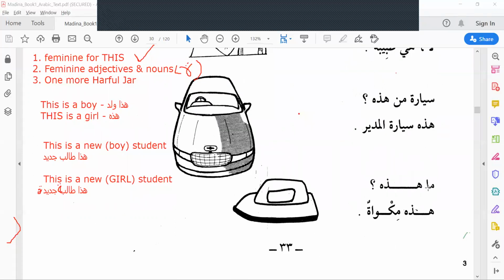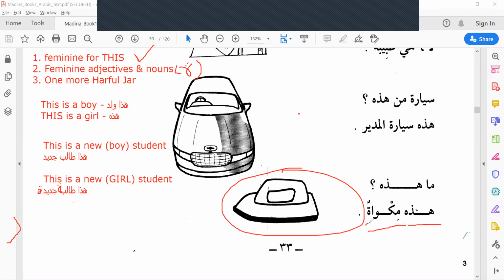Ma hadihi, what is this? Ma hada, also what is this? Ma hadihi means we are going to ask something that belongs to the feminine gender. Ma hadihi, what is this? Then, hadihi mikwatun. Mikwatun, iron box. This is an iron box. Hadihi mikwatun. Mikwatun is feminine.